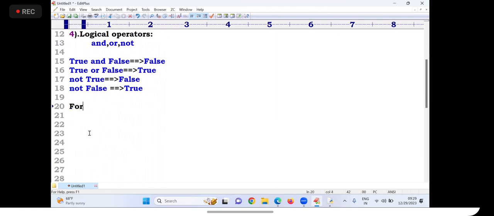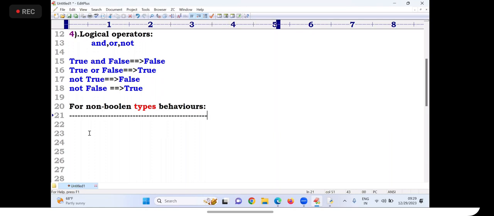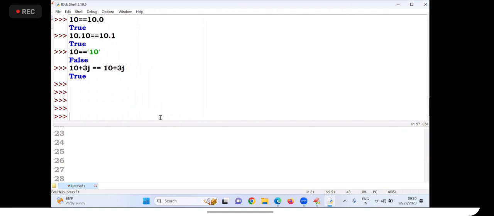Now, yesterday I'm asking, anyone traced it? Non-Boolean types behaviors. Yesterday we did some examples. I want to apply these AND, OR, NOT between numbers like 10 and 20. The output is 20. Everybody knows about that. But how is 20 coming? That is the main thing here.